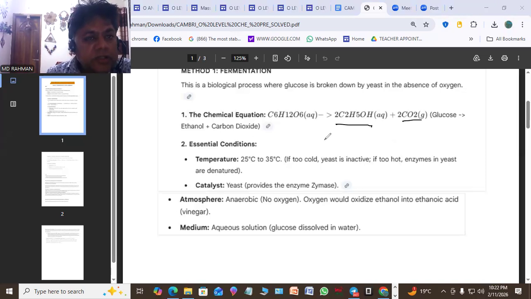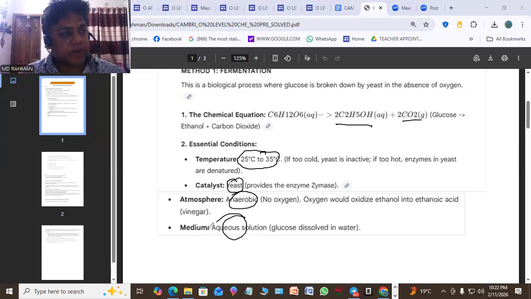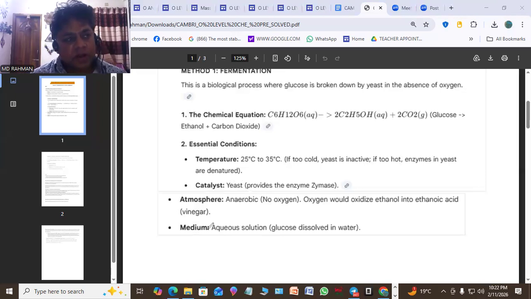And in doing so, we need different parameters. Number one, 25 to 30 degrees centigrade temperature. Number two, yeast, no oxygen, and aqueous solution. These are the four parameters. If you learn these four parameters, a question may ask you to write some of the parameters, or may ask to write all the parameters. So if you learn the basic background, then there is no problem at all. Any form of question, any tricky question, you will be able to answer.